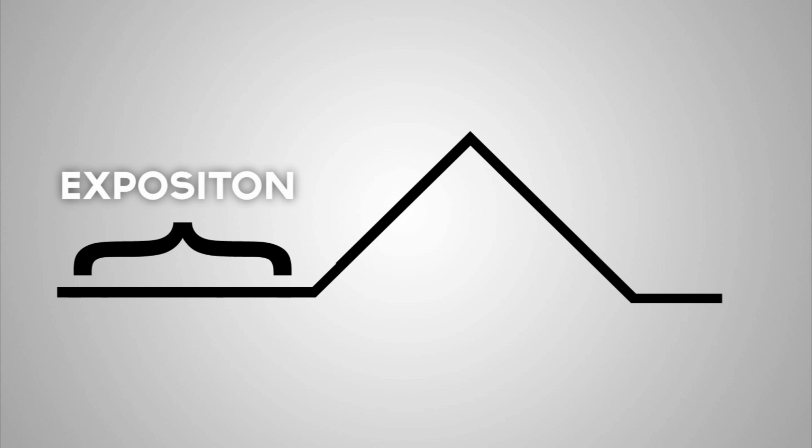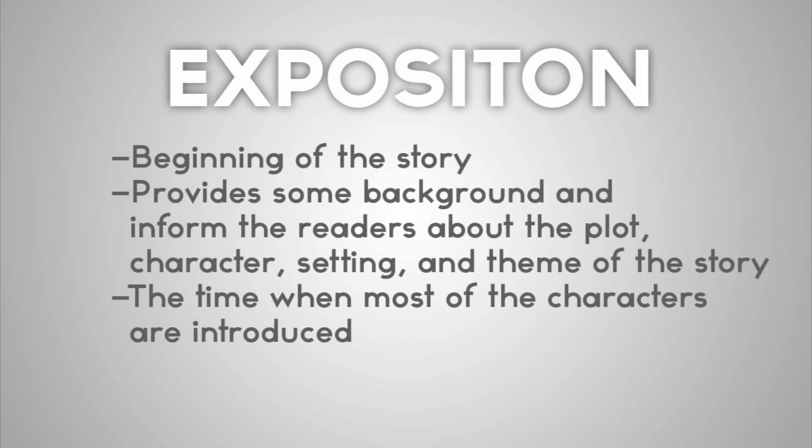The main basic parts of a plot are the exposition, the rising action, the climax, and the resolution. The exposition is the beginning of the story. The purpose of the exposition is to provide some background and to inform the readers about the plot, character, setting, and theme of the story. This is the time when most of the characters are introduced.